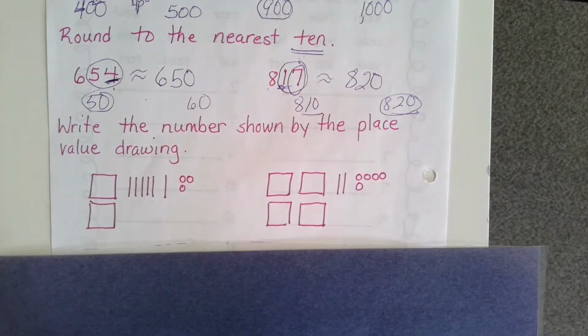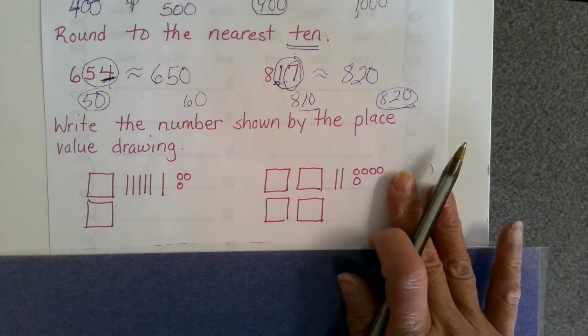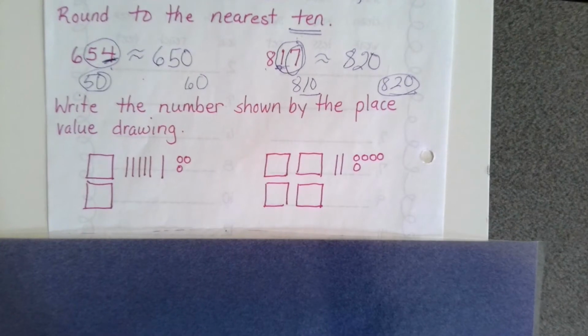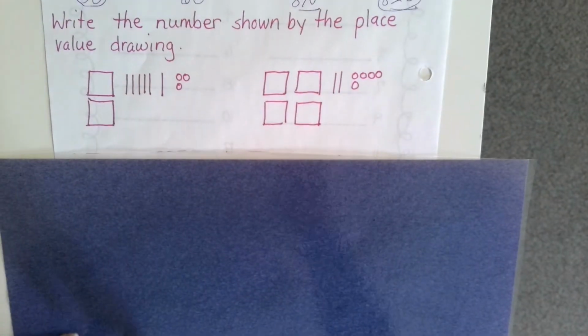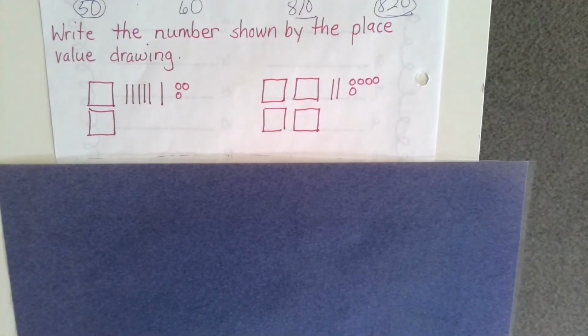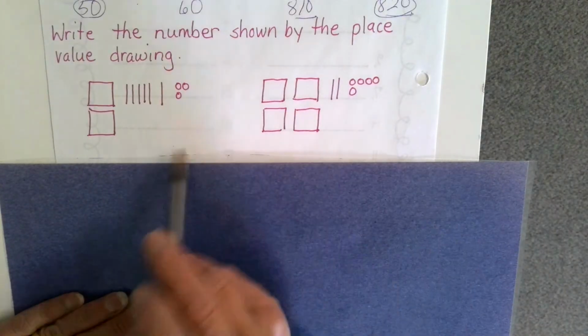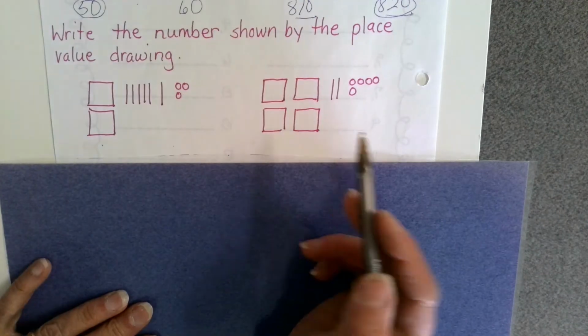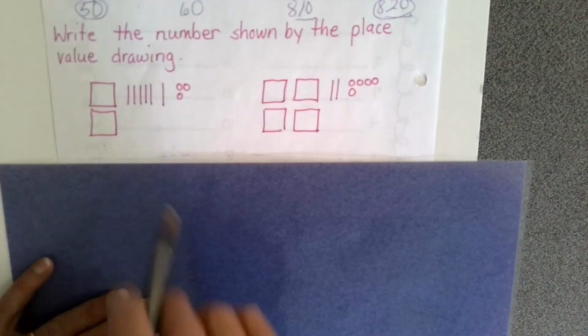Okay? You'll also see problems that review our place value. We talked about drawings that represented different numbers. The squares were our hundreds, the lines or sticks were our tens, and the dots were our ones. We also looked at the thousands place, but today we're just going to focus on the hundreds because that's mainly the goal for third grade.